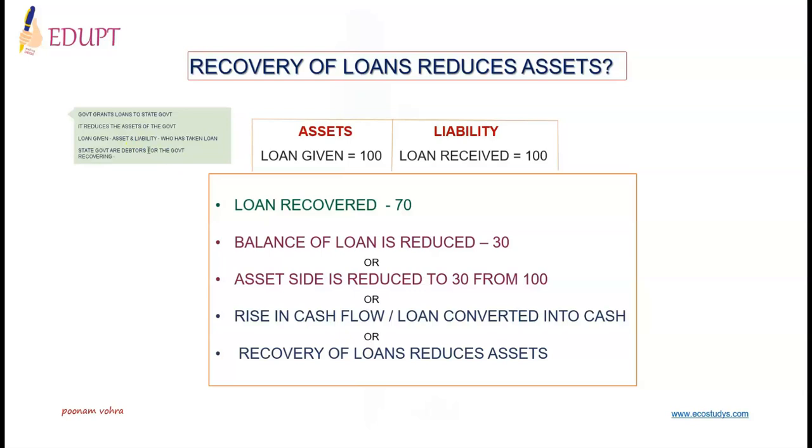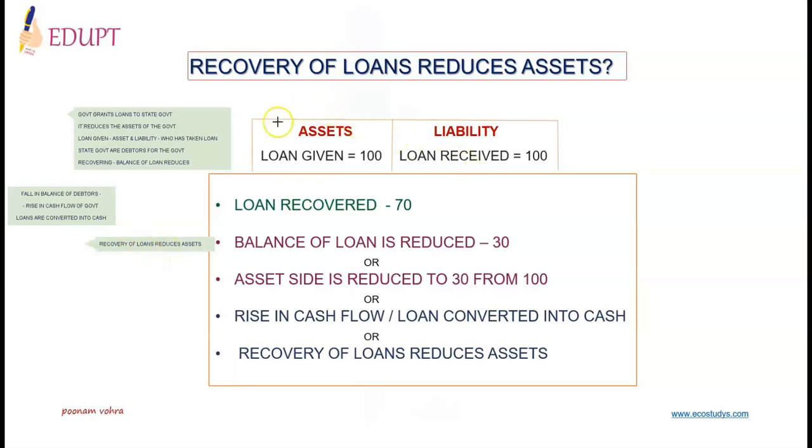At the time of recovering the loan, the balance of loan that has been recorded on the asset side is reduced. On the other hand, fall in the balance of debtors, that is loan, leads to rise in the cash flow of government, implying loans are converted into cash. In literal sense, recovery of loans reduces assets.